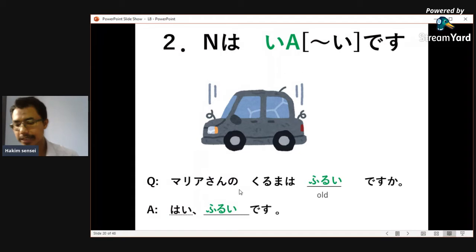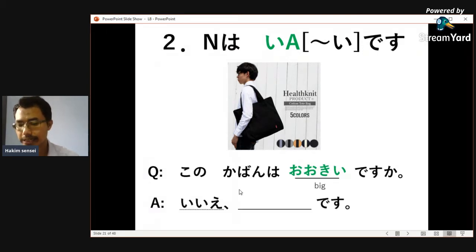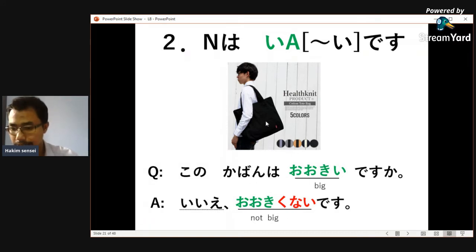But the problem comes when you are dealing with negative form words. Let's say for this one, このカバンは大きいですか？ Is the bag big? このカバンは大きいですか？ And you want to answer no, いいえ。So how do you change the word into negative form? For e adjective, it becomes like this. 大きくないです。Okay, you can see the difference between na adjective and e adjective in terms of negative form.